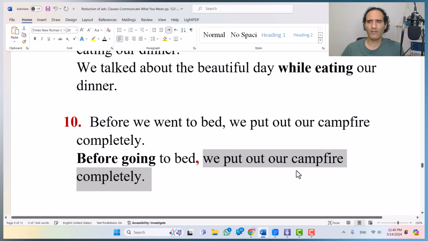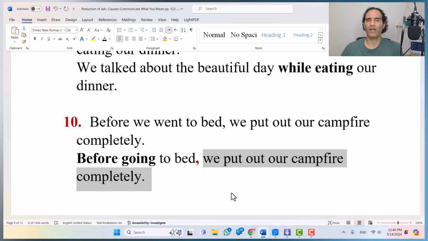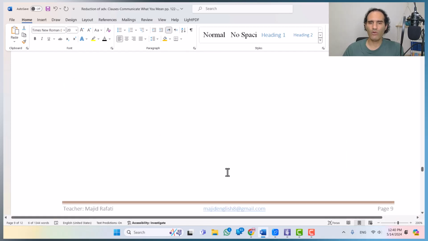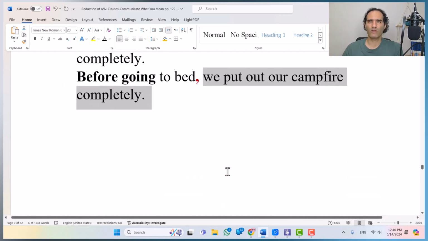Make a fire in the beginning and then put out a fire. Put the fire out or put the fire off. If I said up, that was a mistake, a slip of the tongue. Put the fire out, put the fire off. Okay, I hope you're good with the reduction of adverb clauses so far.